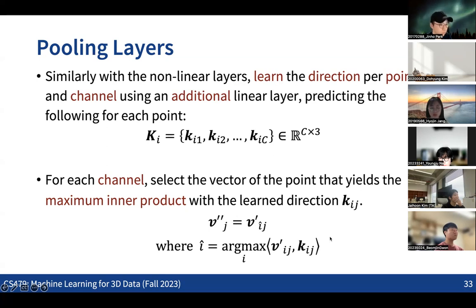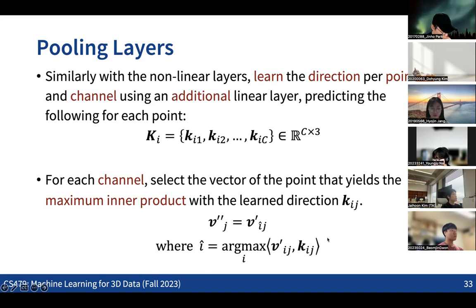Since we cannot structurally sort the given vectors, we define a direction to project the given feature vector onto. Then we sort all the vectors based on the inner products between the feature vectors and the learned direction, and pick the best one, the one with the highest inner product score. So that's also what we do in the pooling layer. Is it clear? So this is basically what we do in the pooling layers.